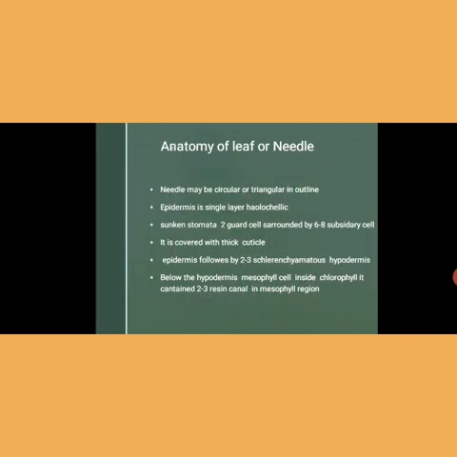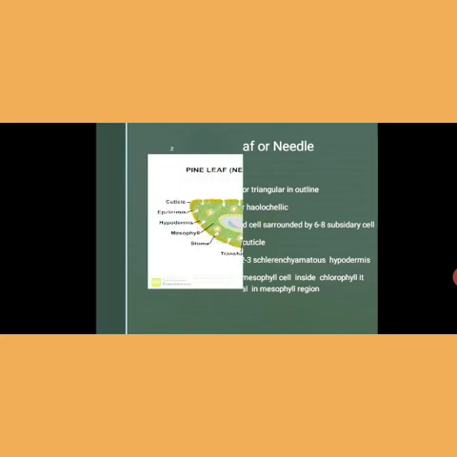Next is the anatomy of a leaf or the needle. It is also called the needle of Pinus because the leaf is very pointed and needle-like in structure. The needle may be circular or triangular in outline. Epidermis is a single layer. Sunken type of stomata is present. It is covered with a thick cuticle. Epidermis is followed by the sclerenchymatous hypodermis. Below the hypodermis, mesophyll cells are present. In that mesophyll there are chlorophyll cells present.